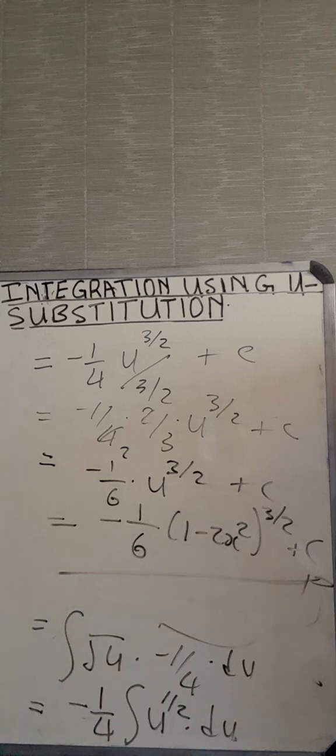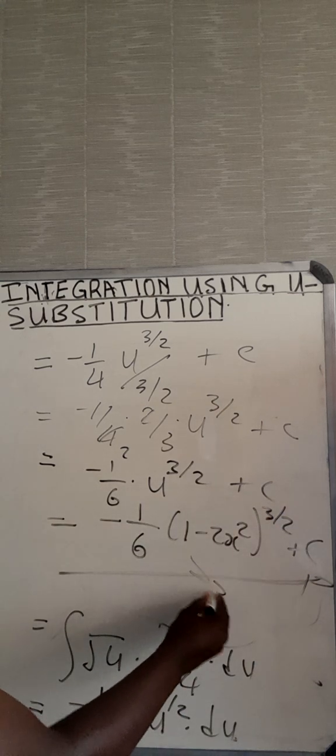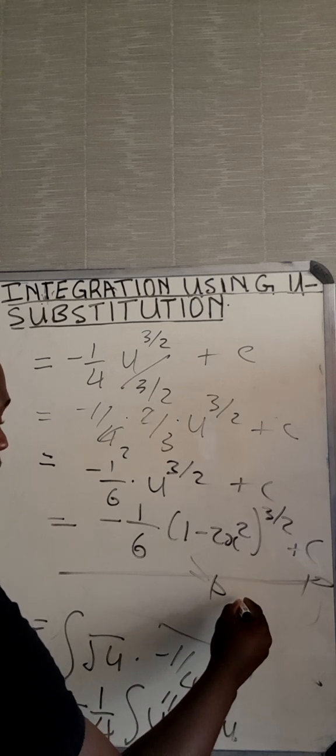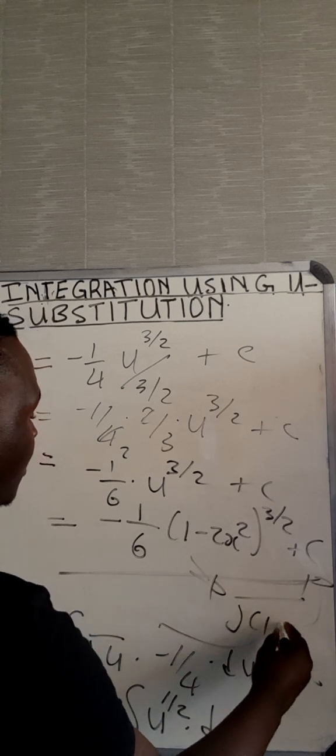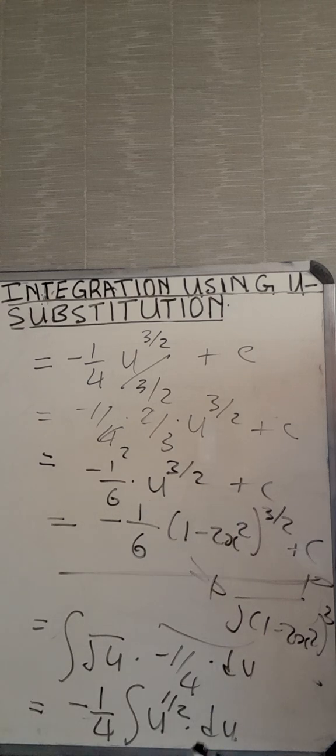If you want to place it in surd form, then you can just convert this to be the square root of 1 minus 2x squared to the power 3. That's when you want to write that in surd form. So we can look at another example, the last example of the day.